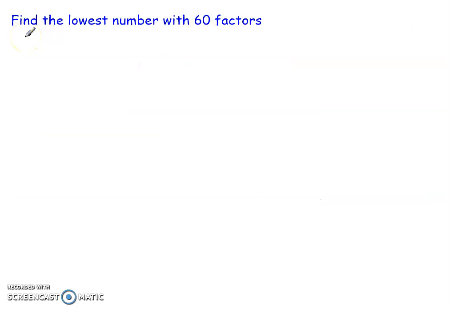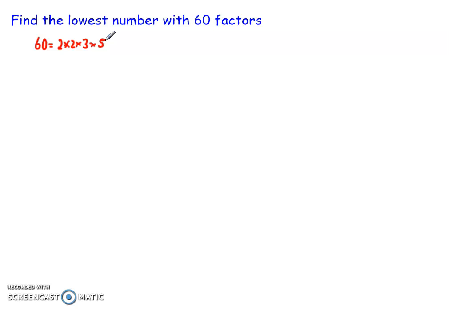So the first one, find the lowest number with 60 factors. Well, the first thing we need to do is do a prime decomposition of this. So how do we break 60 down into prime factors? Well, 60 is actually quite straightforward because 60 is the equivalent of 2 times 2 times 3 times 5. We can break it down in terms of our prime numbers to be that.